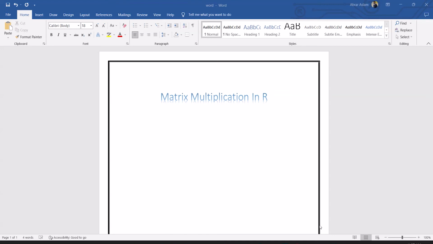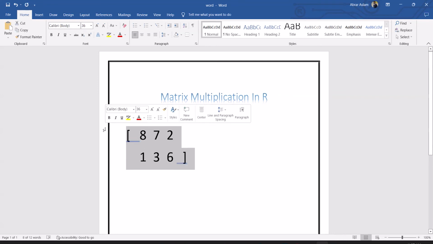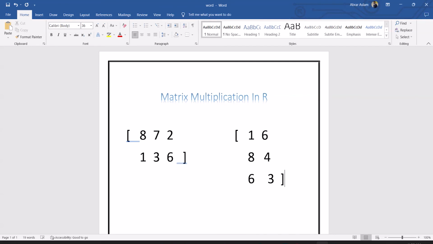For example, let's say we have this matrix and it has two rows. For example, let's say 8, 7, 2 and 1, 3, 6. So it has two rows and three columns. Let's consider the second matrix and let's say it has three rows and two columns. This is our second matrix.